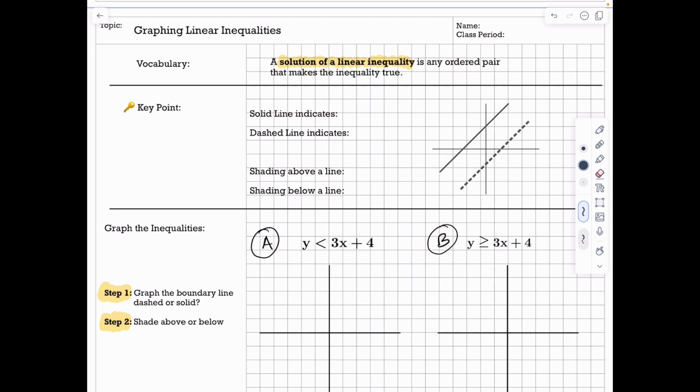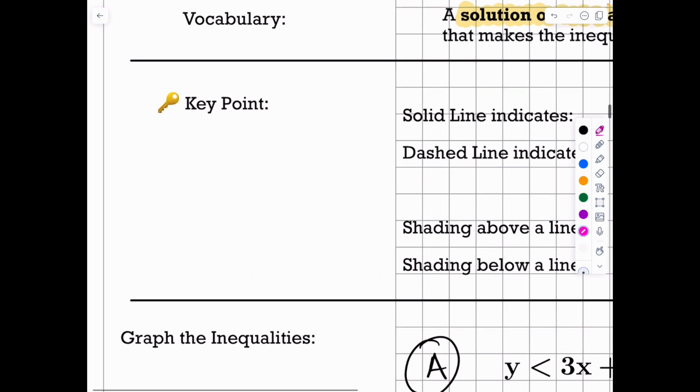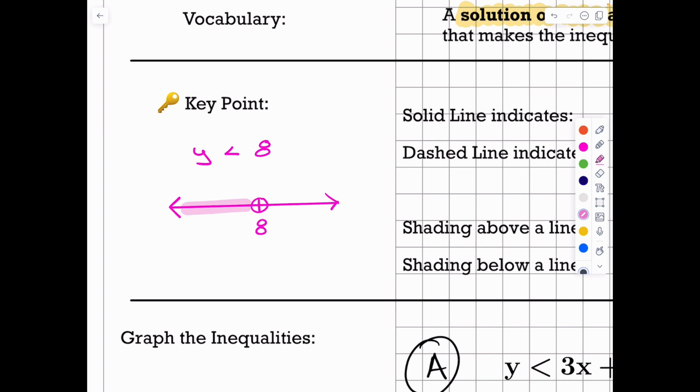Okay, this topic, graphing linear inequalities, is something we got to pick up before we move on to graphing systems of linear inequalities. And we're going to start this by backtracking a bit and looking at an inequality such as y is less than 8. If we were to graph this on a number line, we would put an open circle above our 8, and we would shade towards negative infinity.